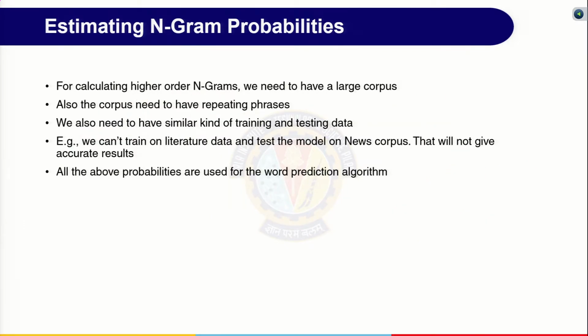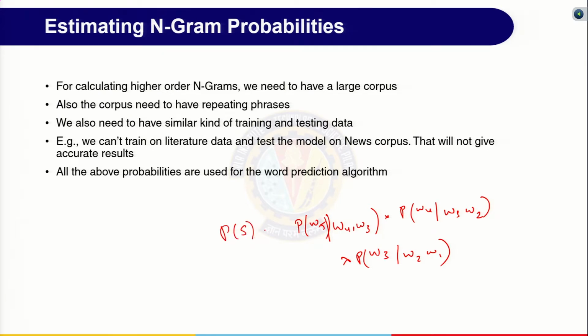Similarly, for calculating higher order n-grams, we need to have a larger corpus. So if you want to extend it to a trigram, you want to calculate W5 given W4 and W3, and you want to calculate the probability of W4 given W3 and W2, and similarly you want to calculate these trigram probabilities. The probability of the sentence is now calculated in a trigram model. So this keeps on increasing as and when you increase the n in your n-grams.